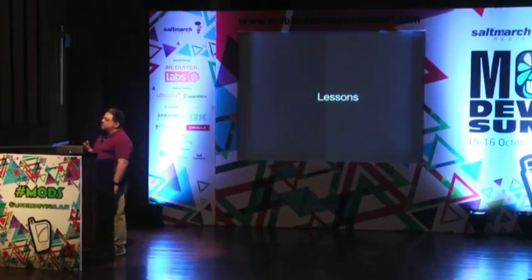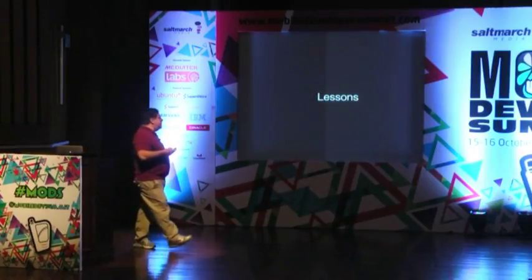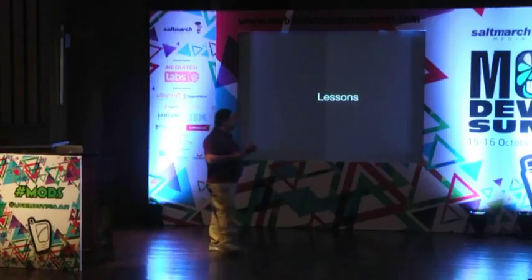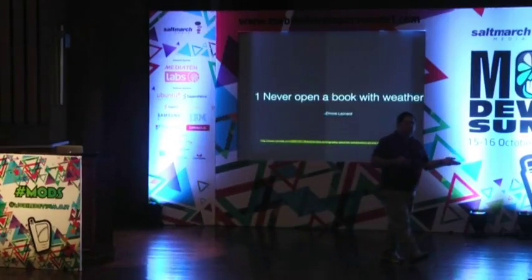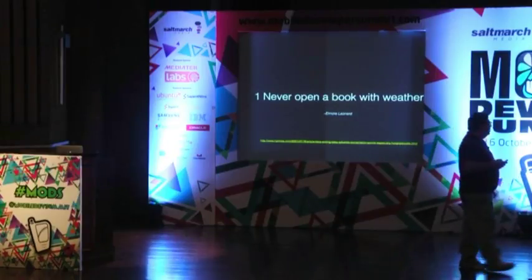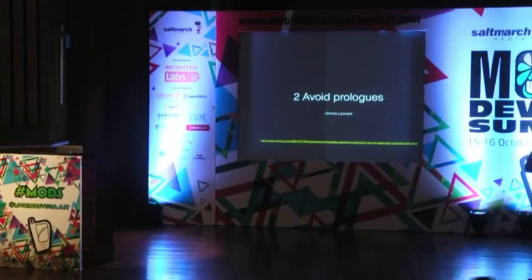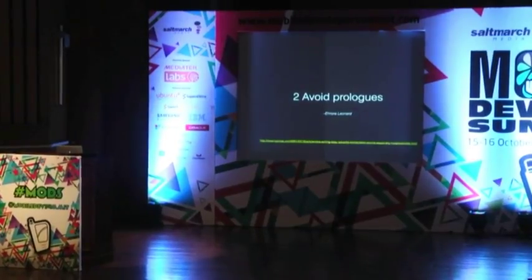So here's some lessons from Elmore Leonard, who's a famous author, who wrote down 10 lessons about writing. His first lesson was, never open a book with the weather. No one cares. His second rule was, avoid prologues. It works with talks too. Don't come on stage and tell me for 10 minutes who you are, what you do, why we... Just get to what you're going to tell me.